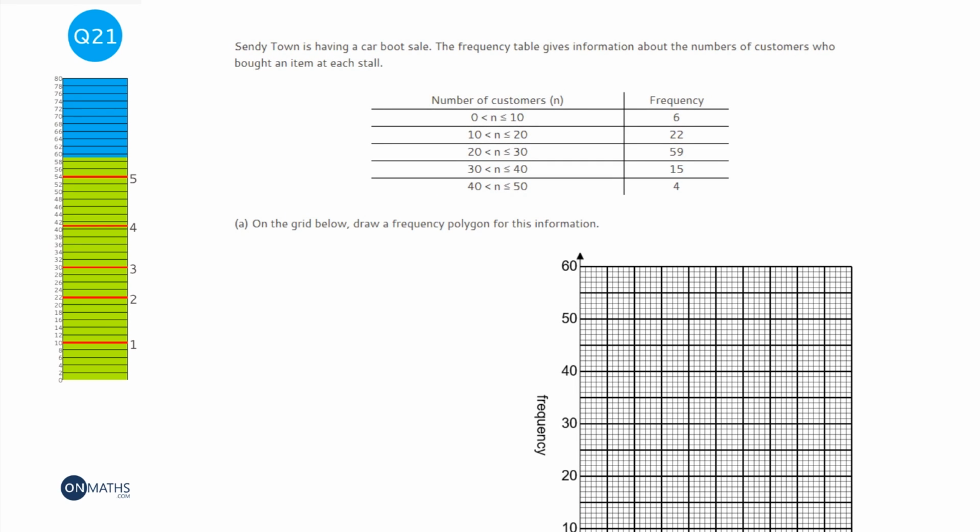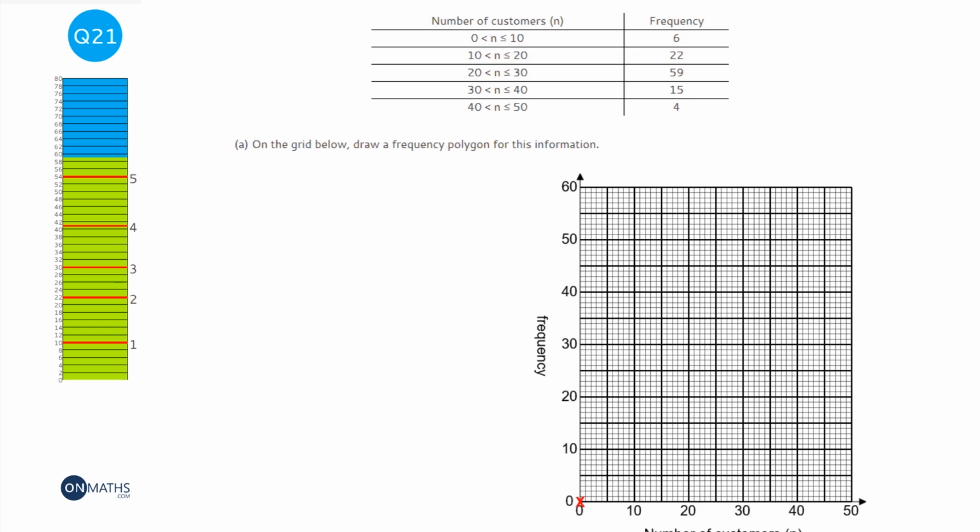Alright, so we're asked to draw a frequency polygon, and the only error you're going to make with this type of question is figuring out what a frequency polygon is. Now, a frequency polygon is where you put little crosses at the points, and the points lie at the group's midpoint. So we've got our first group 0 to 10, so the midpoint would be 5. Next one is 10 to 20, so that's going to be 15. Then 25, then 35, then 45.